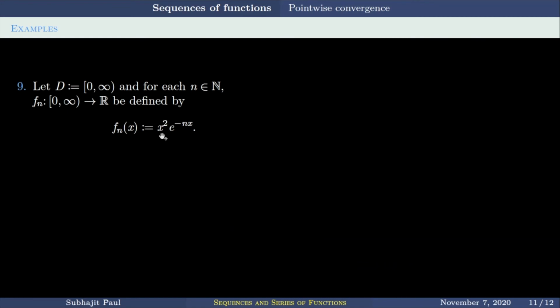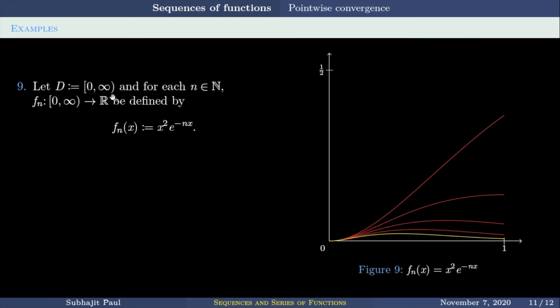Another similar example, x squared e to the power minus nx over the same domain [0, infinity). So this is the graph. It is coming very close to 0, very comfortably, and there is no prize for guessing that the limit function will be f(x) equal to 0. For every positive x and natural number n, e to the power nx is greater than n square x square over 2. This inequality is also obtained from the expansion of e to the power nx. n square x square over 2 is the third term in the expansion, and this term alone is definitely smaller than the entire sum.